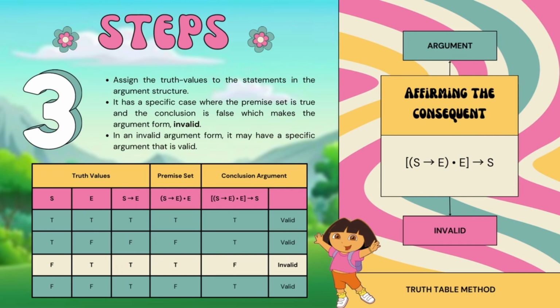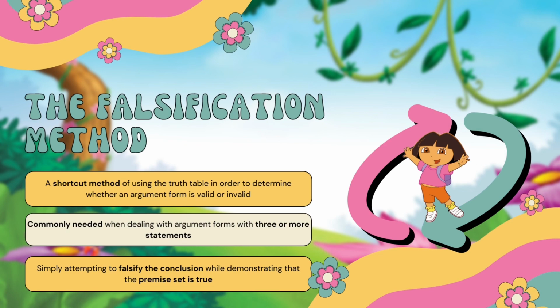It must be noted that an argument form refers to all the possible combinations of a specific case like the table shown. An argument form is valid if and only if there is no specific case where the premise set is true and the conclusion is false. Just in case the argument form has a specific argument where the premise set is true and the conclusion is false, then the argument form is invalid. Consequently, the term valid or invalid should be used for the argument form only, not for a specific argument, especially in symbolic logic. Moreover, there is a shortcut method of using the truth table in order to determine whether an argument form is valid or invalid.